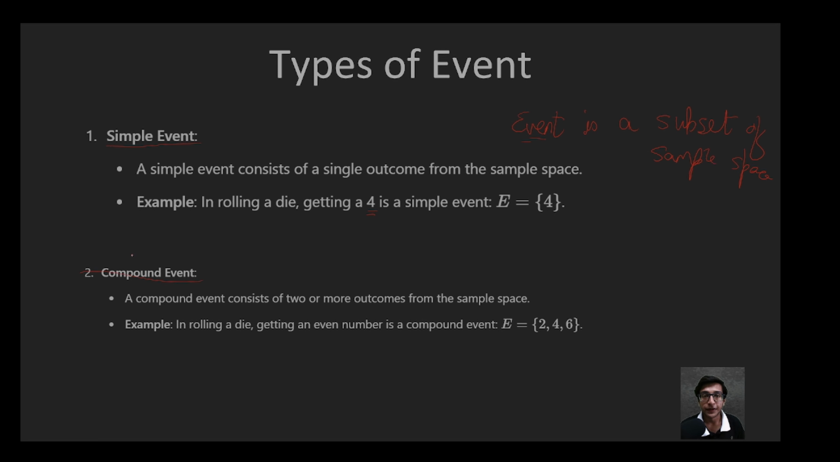Compound event. If it has more than one outcome, or more than one element present in the set, then we call it a compound event. For example, in rolling a die, what is the probability of getting an even number? What are my even numbers there? 2, 4 and 6. So I can get either 2, 4 or 6. So my number of favorable outcomes becomes 3, divided by the total number of possible outcomes. What is the total number of possible outcomes in a die? 6. So this becomes 1 by 2, which is my 50%.